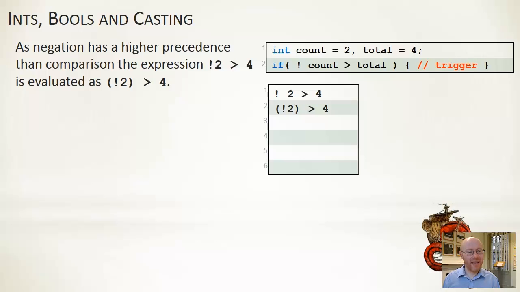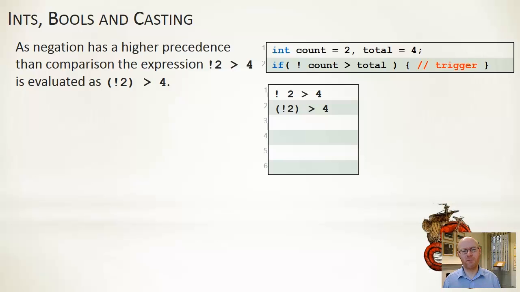Now, what I hope you didn't forget is that negation has a higher precedence than comparison. So the statement that we had in the previous one, if not count is greater than total, and putting in the values of 2 and 4, will get evaluated as, first of all, not 2 is greater than 4. That's the order in which the parser will look to evaluate that sequence.